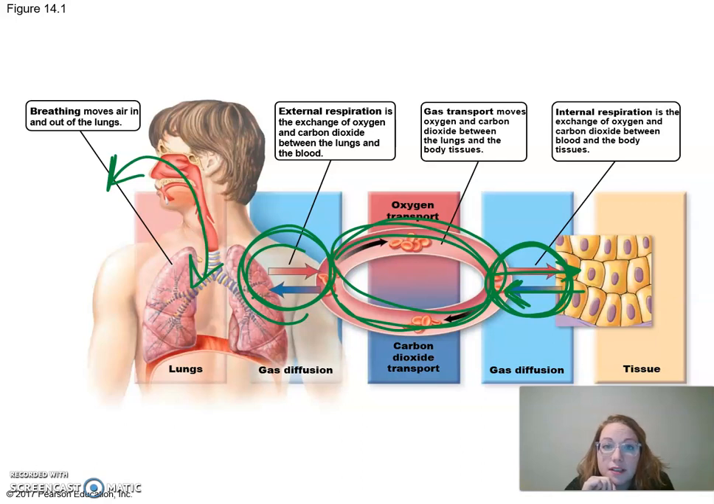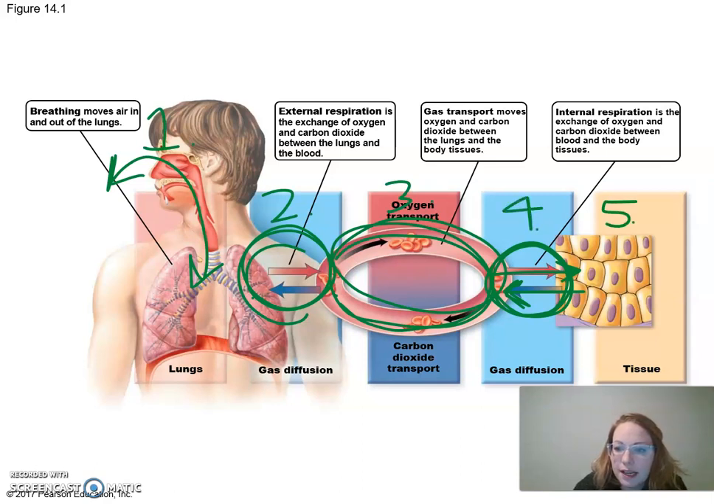Based on concentrations, everything's going to move from high to low with diffusion. Does that make sense? So 1, 2, 3, 4, and if we wanted to add 5, we could say those cells are doing cellular respiration to make ATP. Pretty, huh? I really like that.